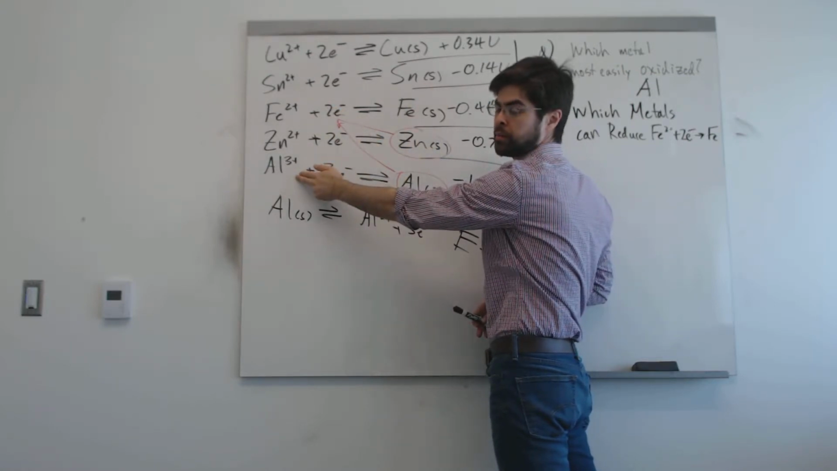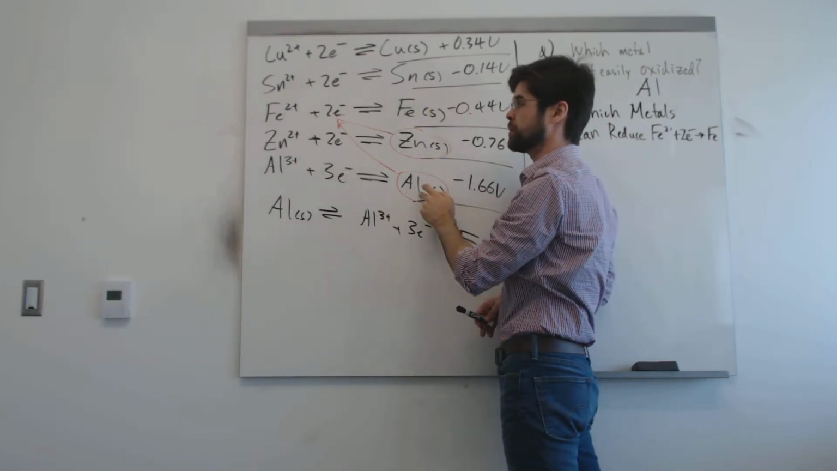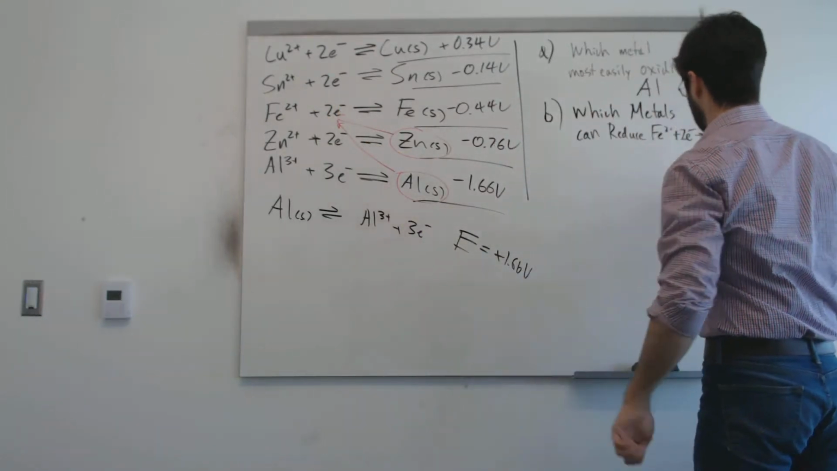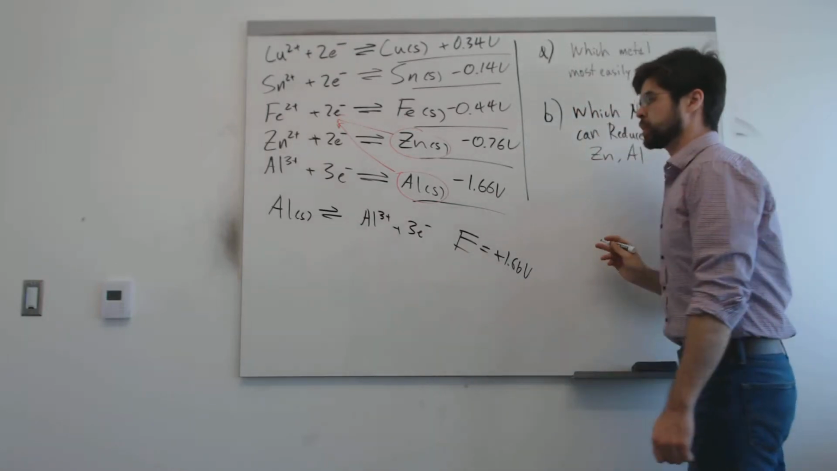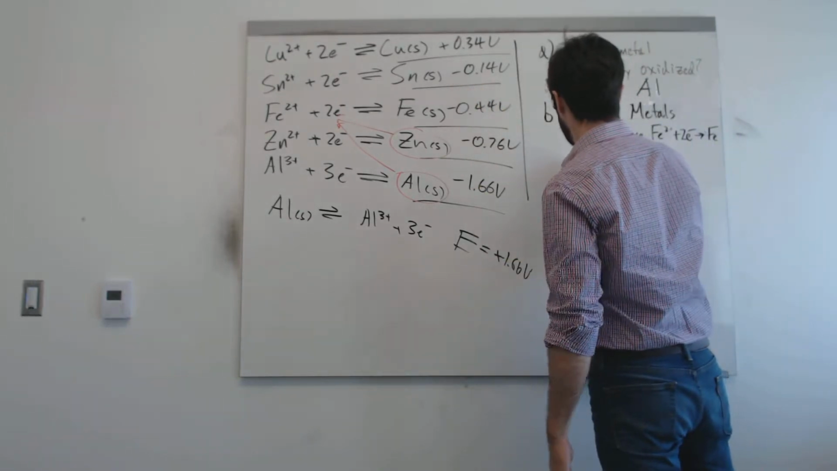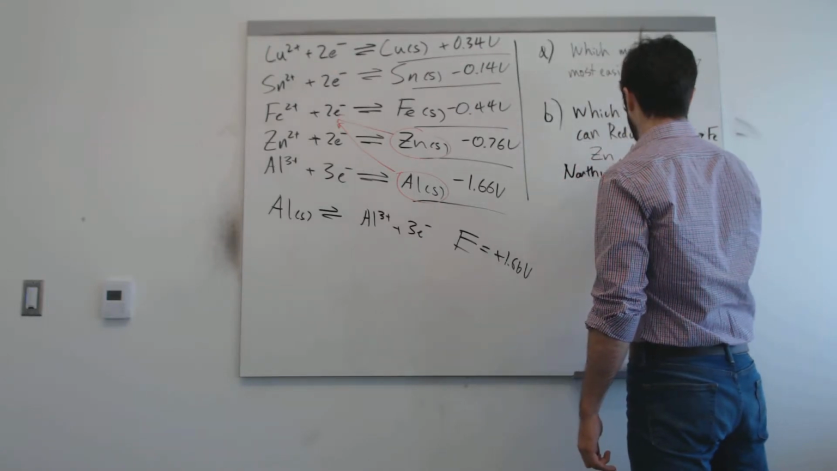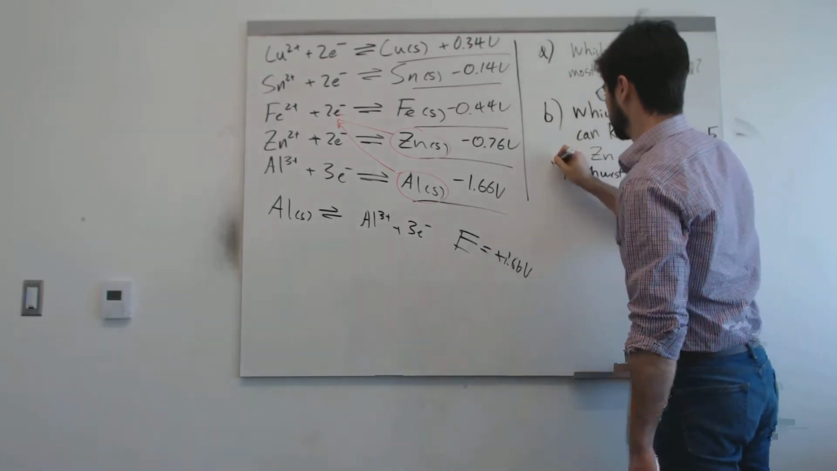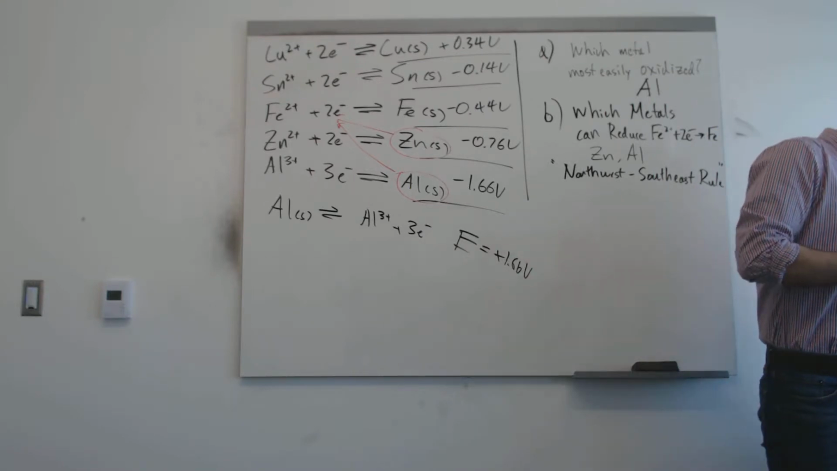I can't use aluminum ions to react with iron metal, but I can use aluminum metal to react with iron 2 plus ions. So for this, I would say that only zinc and aluminum are going to be southeast of iron. So that's one thing that you can use to check yourself.